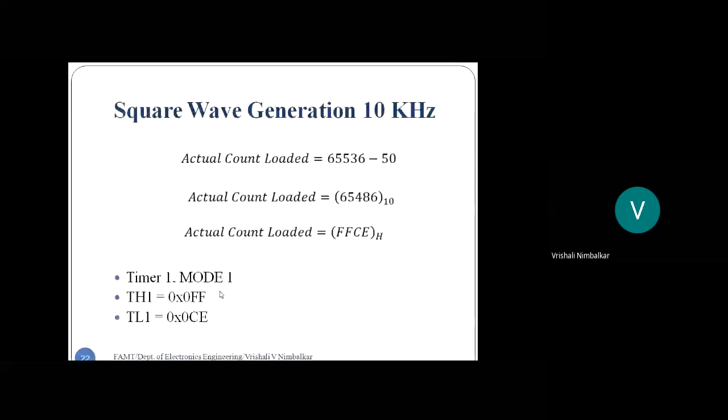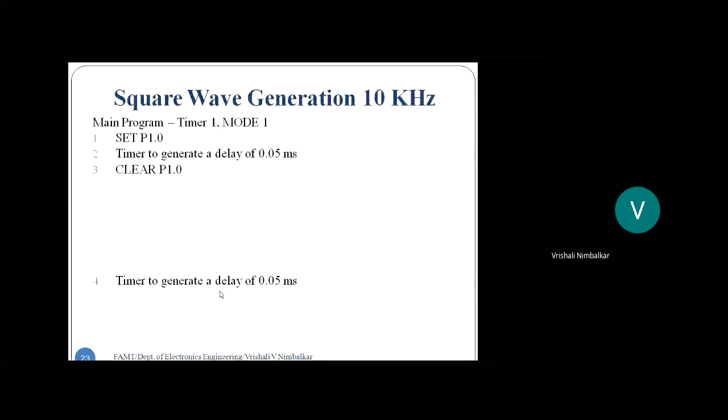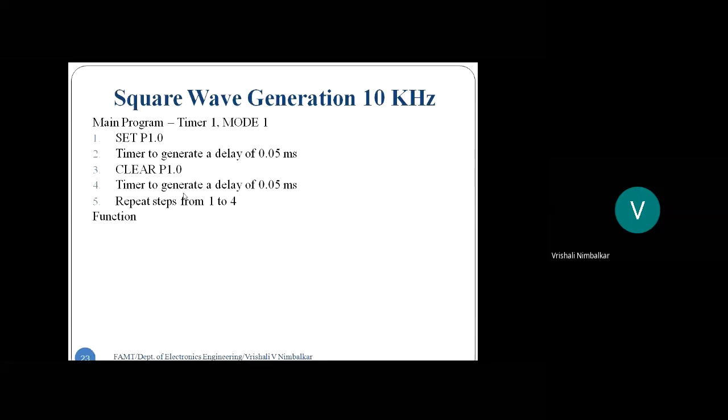Now yesterday, just a quick revision. We calculated the count. Later on we used timer in mode 1. And then how did we generate the square wave? We set the P1.0 bit and we called the timer function, the timer program which was generating a delay of 0.05 milliseconds. Then we cleared the same P1.0 bit and called the same timer delay program. And we kept on repeating these 1 to 4 steps to get a continuous square wave.